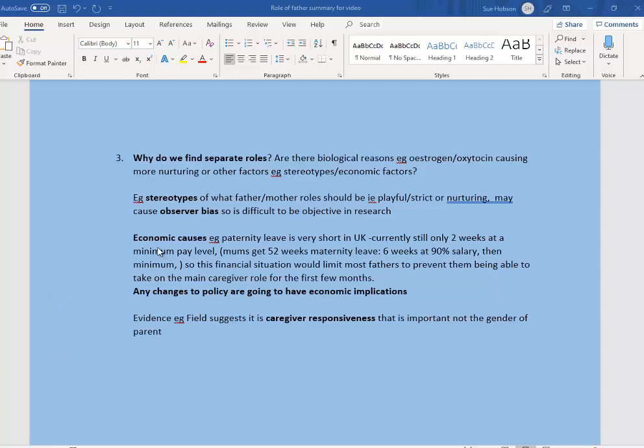And of course we've got economic implications. Paternity leave in the UK is still only 2 weeks at minimal pay level compared to mothers. So this financial situation would limit most fathers from being able to take on that main caregiver role for those first few months. And obviously any changes to policy are going to have economic implications. Evidence from people like Field suggests that it's actually the caregiver responsiveness that's important, not the gender of the parent.